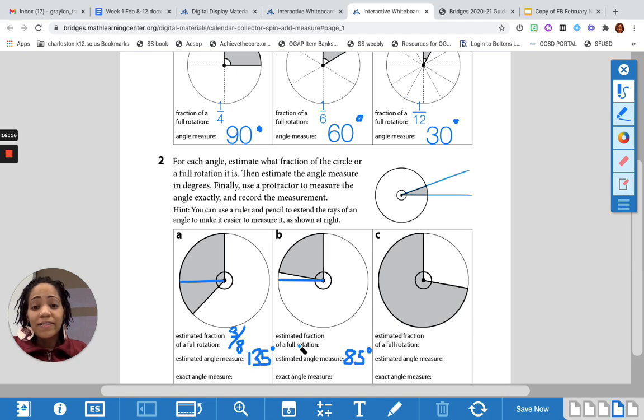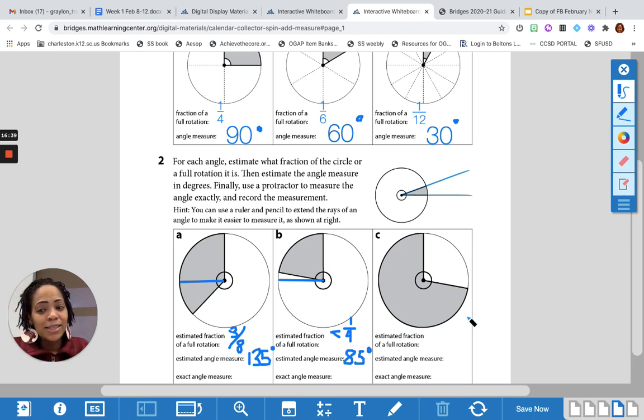Okay, so if it's 85 degrees, it means it's really, really close to 1/4. So I might just say it's less than 1/4, because it is. It's just a little less than 1/4. But not quite a 1/5. Maybe more than a 1/5.